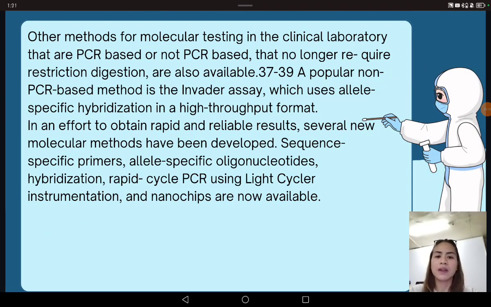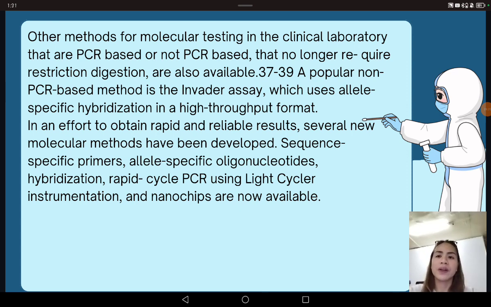Other methods for molecular testing in the clinical laboratory that are PCR based or not PCR based, and no longer require restriction digestions, are also available. A popular non-PCR based method is the invader assay, which uses allele-specific hybridization in a high throughput format. In an effort to obtain rapid and reliable results, several new molecular methods have been developed. Sequence-specific primers, allele-specific oligonucleotide hybridization, rapid cycle PCR using LightCycler instrumentation, and nanochips are now available.